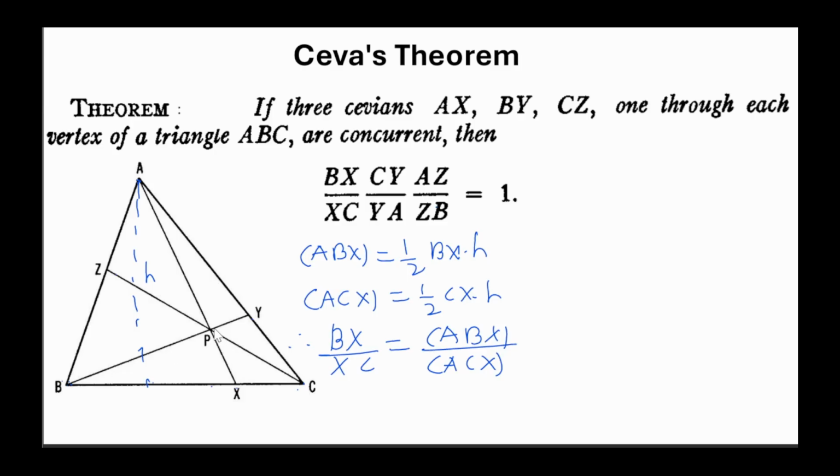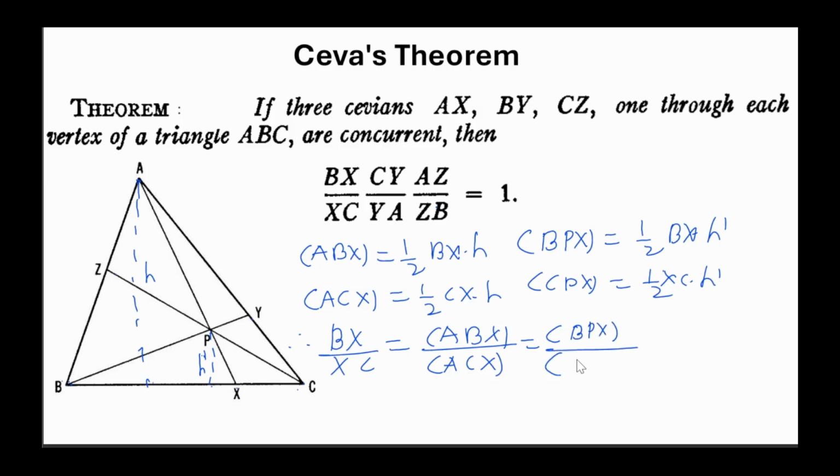So making use of the same thing, we can also say that if I draw the perpendicular from point P, let us say this is H dash, then area of triangle BPX will be 1/2 BX into H dash, and area of triangle CPX is equal to 1/2 CX into H dash. So by the same reasoning, BX upon XC is equal to area BPX divided by area CPX.